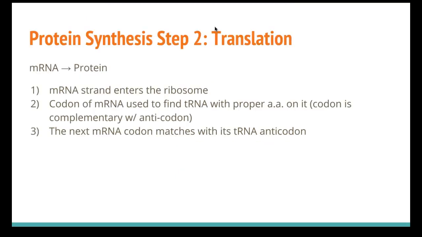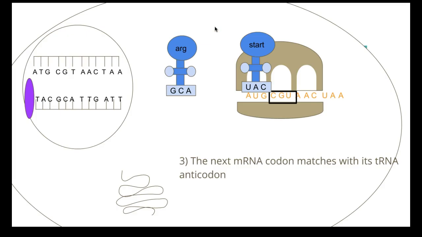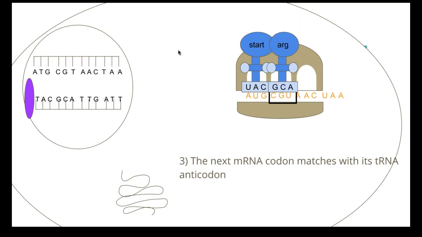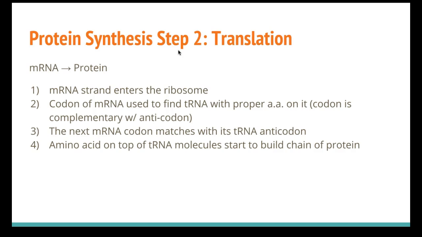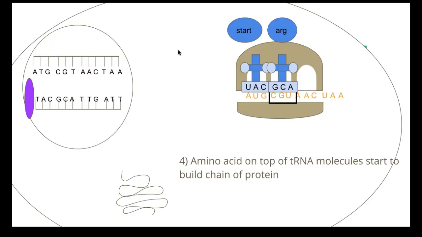So the next thing that's going to happen is we're going to have the next anticodon with tRNA match up with our next mRNA codon. So this time we're looking for CGU, which in your table tells you that it's arginine. So this tRNA carries arginine, and it's going to slip into the ribosome. And then what's going to happen is the amino acids that are on the top of the tRNA molecules are going to start to form bonds between them to eventually build a protein. So we just have a bond formed between the start and the arginine.